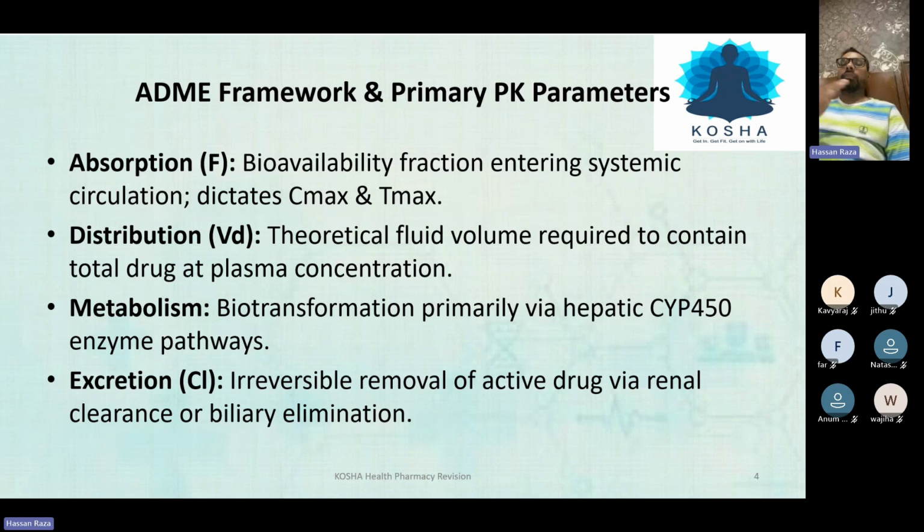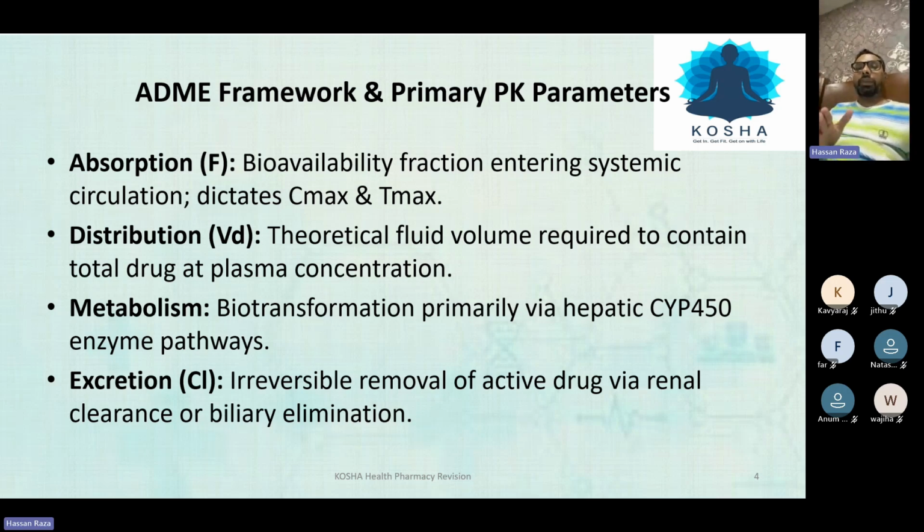And as I briefed you in the previous lecture, we will focus more on the clinical aspect, whatever I have learned and studied in these 10 years of my clinical pharmacy experience. We will discuss more on these things.